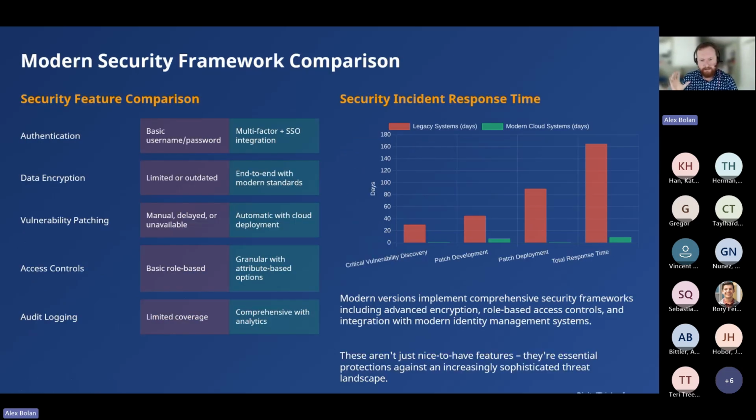In contrast, current versions implement comprehensive security frameworks, including advanced encryption, role-based access controls, and integration with modern identity management systems. These aren't just super flashy, nice-to-have fancy features. They're essential protections against increasingly sophisticated threat landscapes. So anyway, moving on to my next component here.